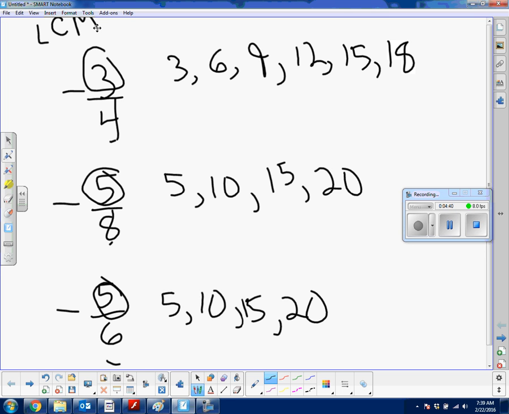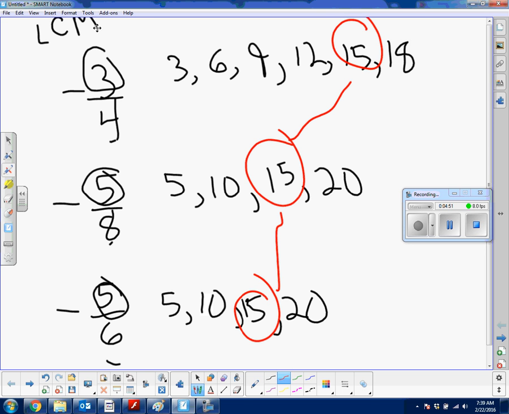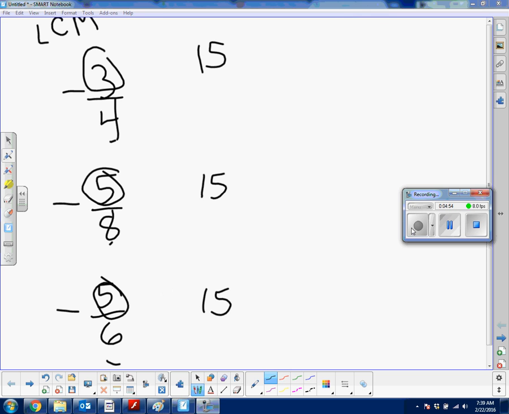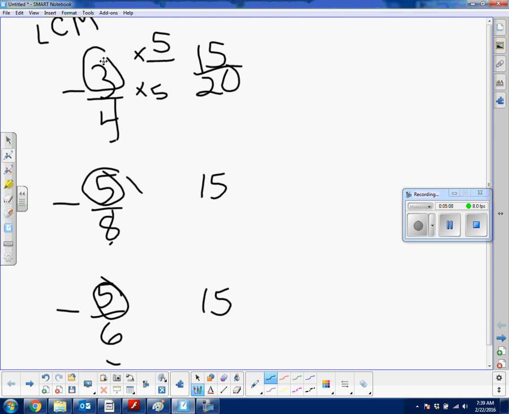15, 20. Do we see any numerators that are the same? Well, I can tell you 15, 15, and 15. These are all the same. So that means we have to use 15 as our new numerator. Now we've got to think to ourselves, how do we get from 3 to 15? We have to multiply by 5. So let's multiply 4 by 5. So this is going to be 15 over 20. 5 times 3 equals 15, so we've got to do 8 times 3, 24. And then 6 times 3 equals 18.